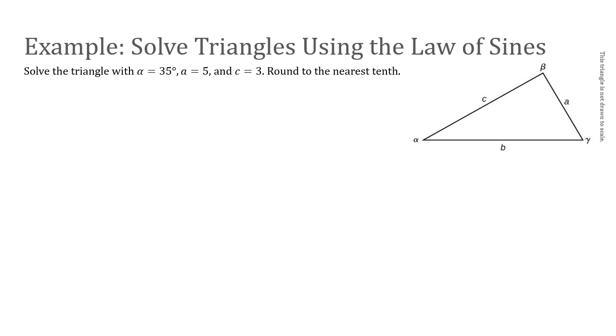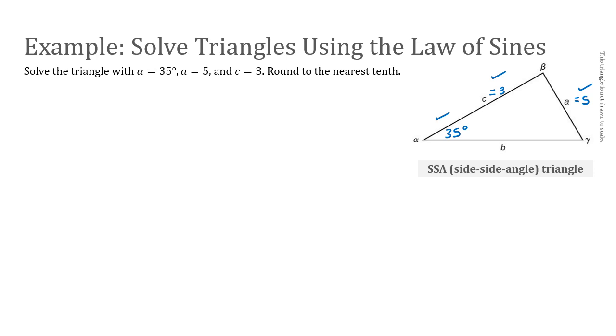So I'm going to begin by labeling the items that have been given to us. Alpha is given as 35 degrees. The side across from it, A, is equal to 5. And C, another side, is equal to 3. All right, so what we have here is a side, and then an angle. So this is called a side-side angle triangle.